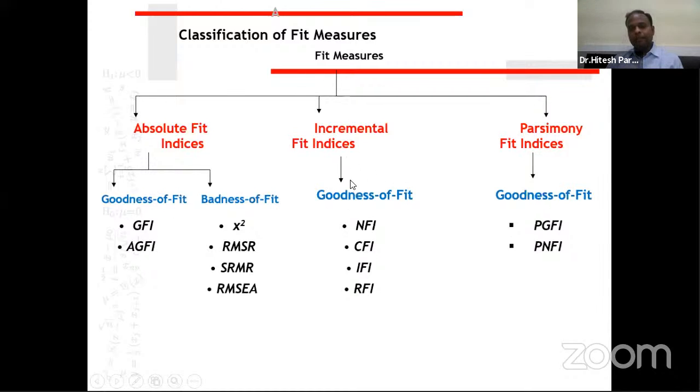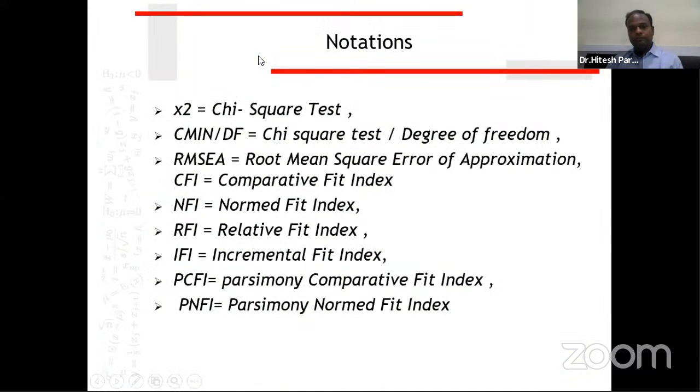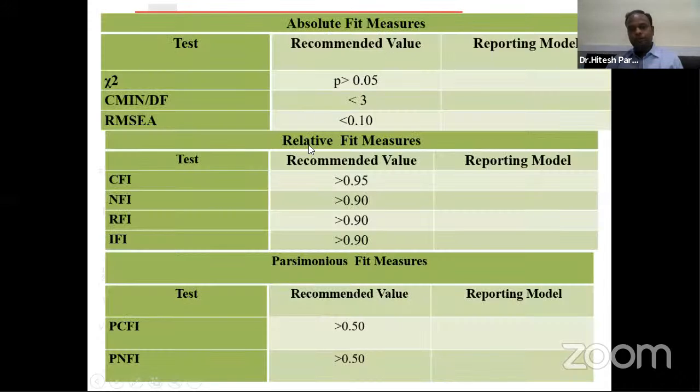And then for incremental fit, one or two values only you can report, so NFI or CFI. For parsimonious fit, you can report either PGFI or PNFI. So certain 5 to 6 values you can report. This is a table I have produced. These are the values from each of these fit measures: absolute fit, relative fit, and parsimonious fit.